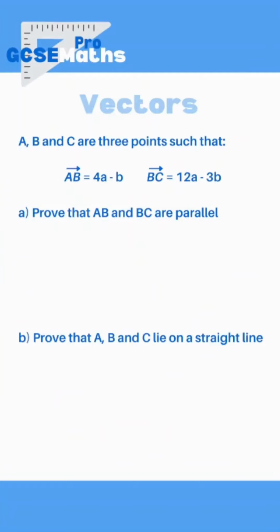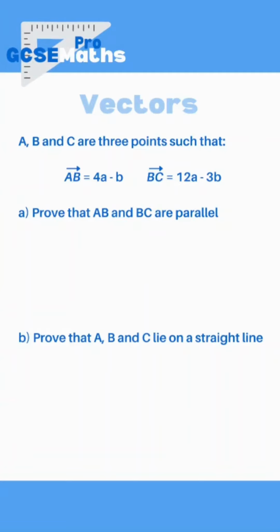Are you confident with vectors questions? So here I haven't drawn anything, but just for a really basic example, we've got A, B and C are 3 points such that the vector AB is 4A minus B and the vector BC is 12A minus 3B. First of all, prove that AB and BC are parallel.